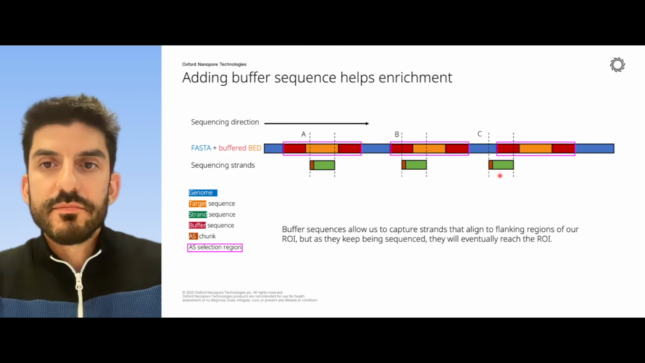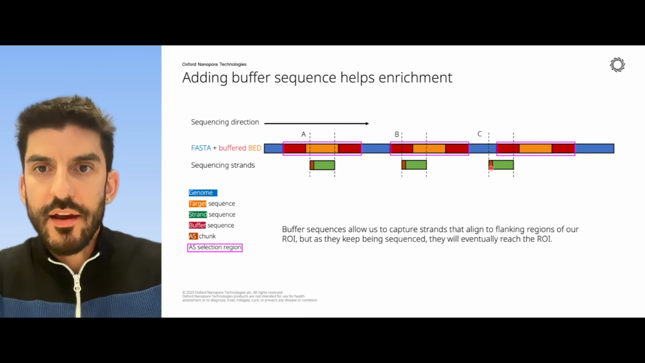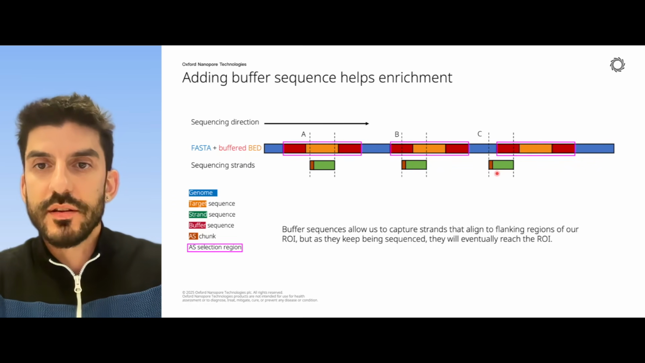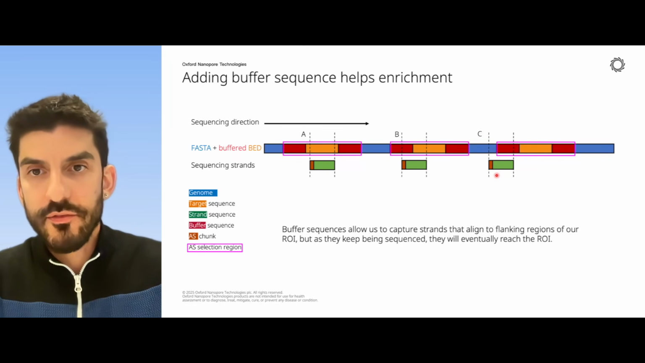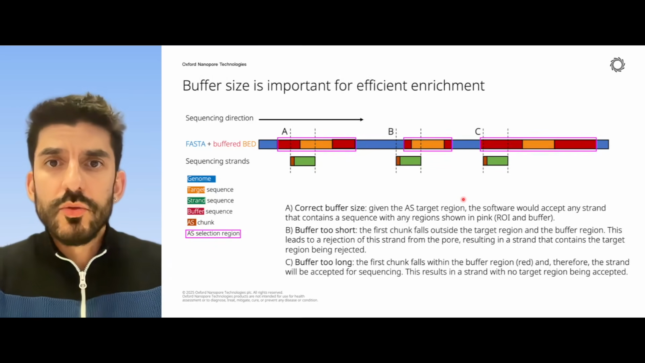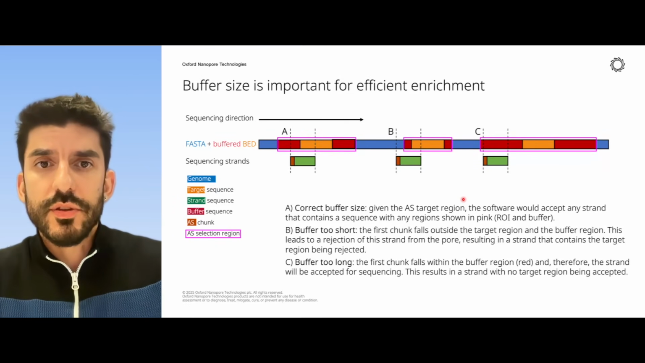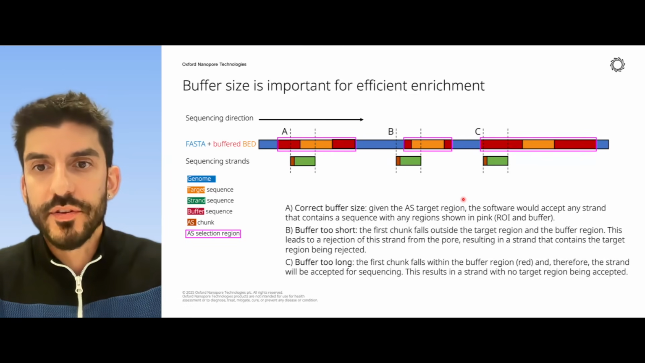Have these buffers been defined correctly, we can see that reads that don't extend into our region of interest have their initial chunk fall just outside the buffer region, which will make these reads not accepted and rejected, and it allows us to not carry over too many false positive reads in the sequencing. So it is a very important consideration that we think about how long or how short these buffers might be.